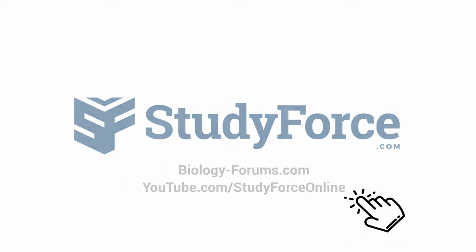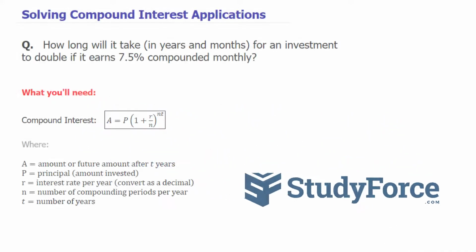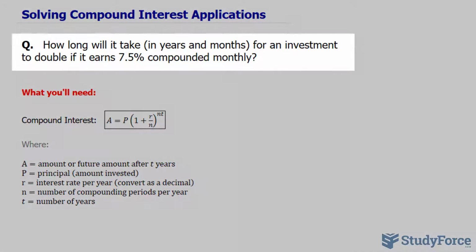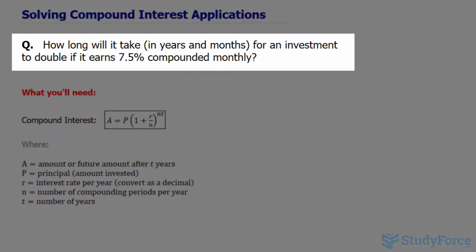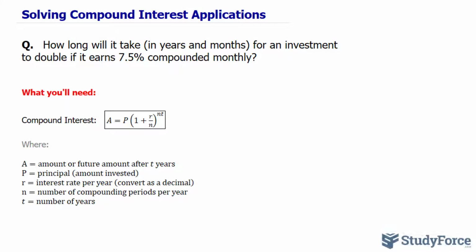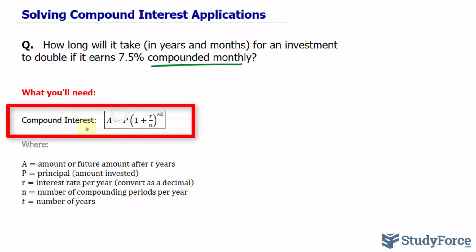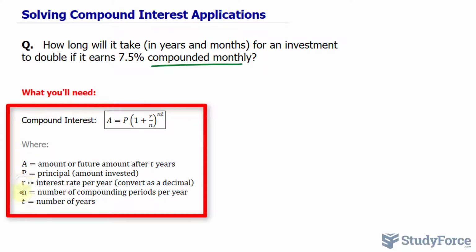In this lesson, we'll discuss how to solve compound interest applications. The question reads, how long will it take in years and months for an investment to double if it earns 7.5% compounded monthly? So this is periodic compound interest, where we are told that it is being compounded monthly as opposed to continuously. The compound interest formula is shown right here, and the variables are described underneath.